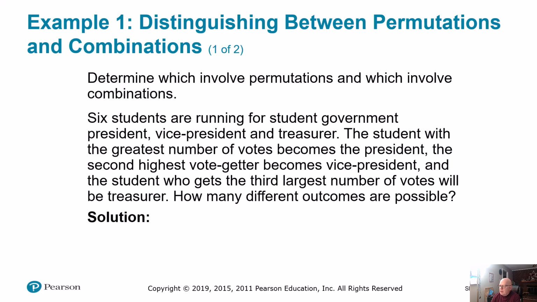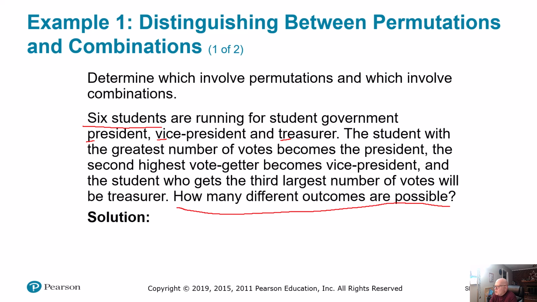All right, let's take a look at some examples so you can get an idea of how this works. So in this example, we've got 6 students running for student government. The possibilities are president, vice president, treasurer, and the way they're running this one, the one with the most votes gets to be president, second, vice president, third, treasurer. Of course, if you're running for student government and you have those 3 possibilities, you want to first of all be an officer, and you also want to be president, right? Otherwise, you wouldn't be running for office. We want to find out how many different outcomes are possible.